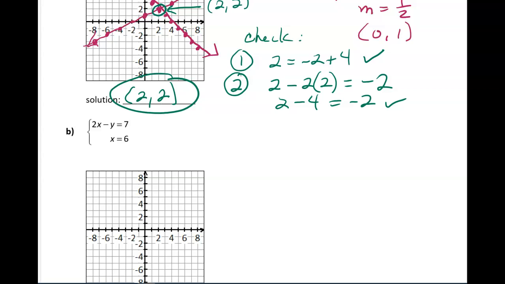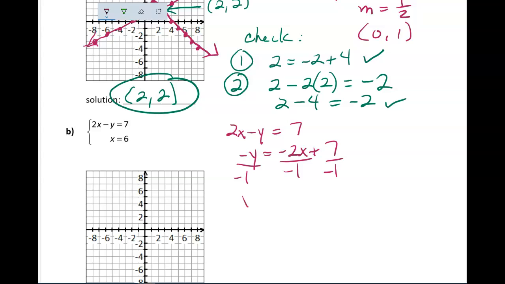We'll do this one a little bit more quickly. So we're going to graph both lines. Let's graph 2x minus y is equal to 7. That's not solved for y, so we need to subtract 2x and then divide by negative 1. And that's going to give us y equals positive 2x minus 7. That has a slope of 2 and a y-intercept 0, negative 7.